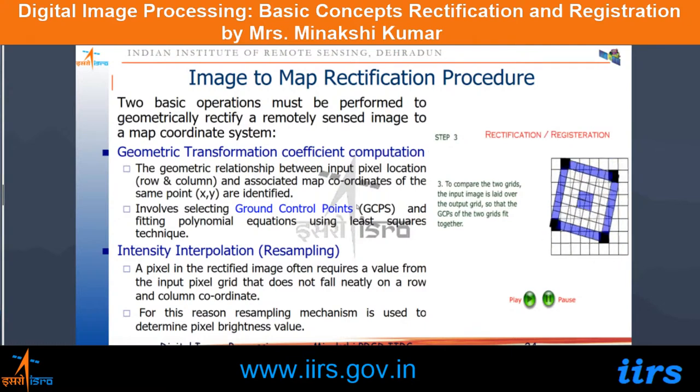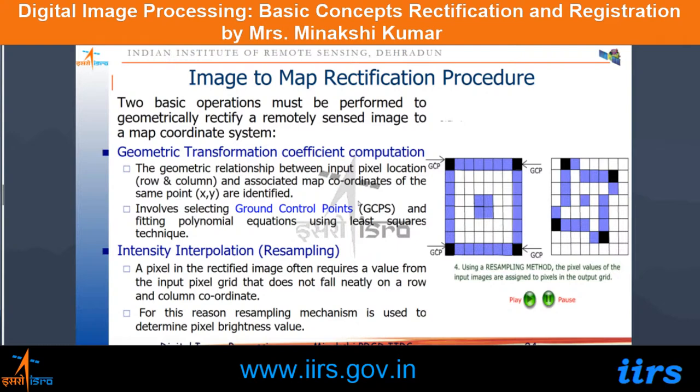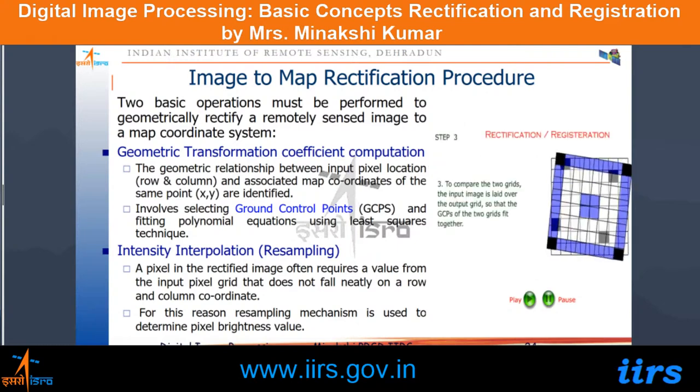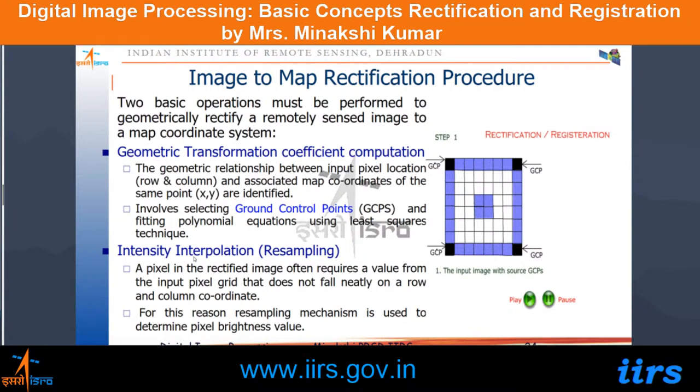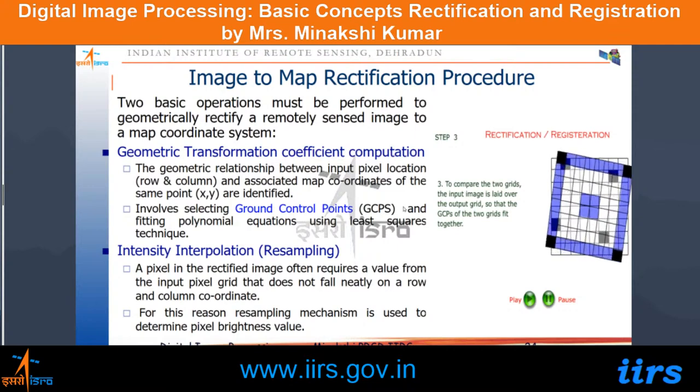That means points which can be identified on the ground and on your image, points which can be accurately pinpointed on the image and the topo sheet. Those are called ground control points. Then the grid will be rotated and the DN values will be filled. This is the second step, called intensity interpolation. Now let's see these steps one by one in detail.